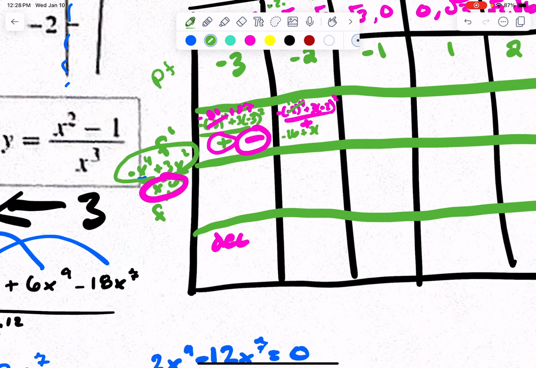3 times negative 2. Oh, wait. Here we go. Negative 2 squared is positive 4, so that's plus 12. Negative 16 plus 12, he's going to be negative. So that means he's decreasing again.